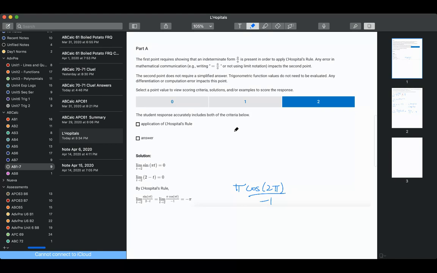And yeah, I hope that helps to explain the correct notation for L'Hopital's rule and also what you should be writing and what you don't need to be writing.